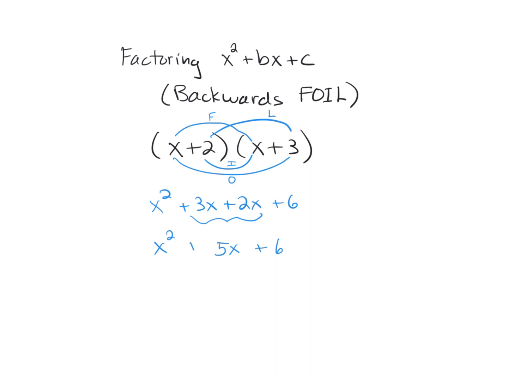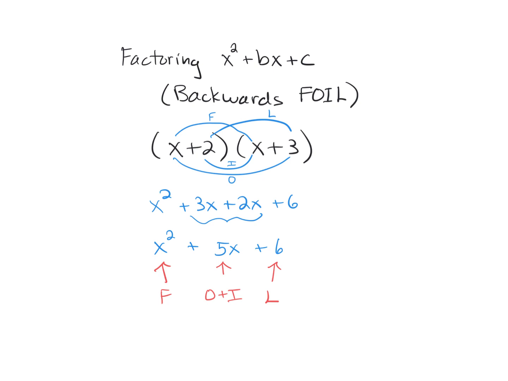So in looking at this polynomial right here, let's see where those numbers came from. The x squared was my F, the 6 is my L, and the 5x is O plus I, which means if I'm trying to go backwards, I need to look at the first term and the last term, but I need to figure out what combination works so that the O plus I gives me the right number.